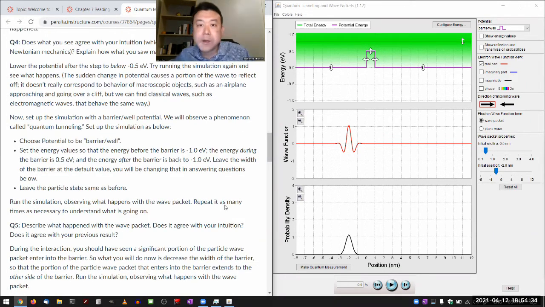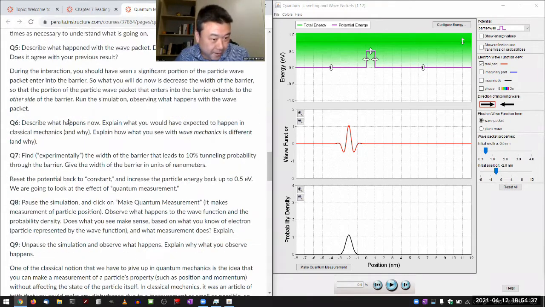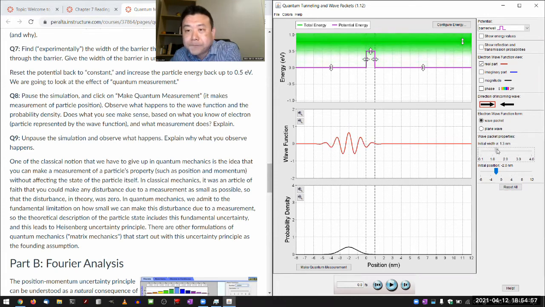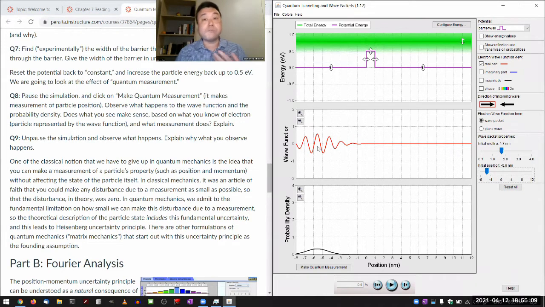Let me try it this way. I'm not really going to answer any of the questions, but since it's called quantum tunneling and wave packet, let me show you what quantum tunneling is and what it looks like. At the moment, I'm going to make the width of the particle broader. That makes the uncertainty of the particle's momentum lower, so it makes the uncertainty in its kinetic energy lower. And that's kind of what you're seeing here.